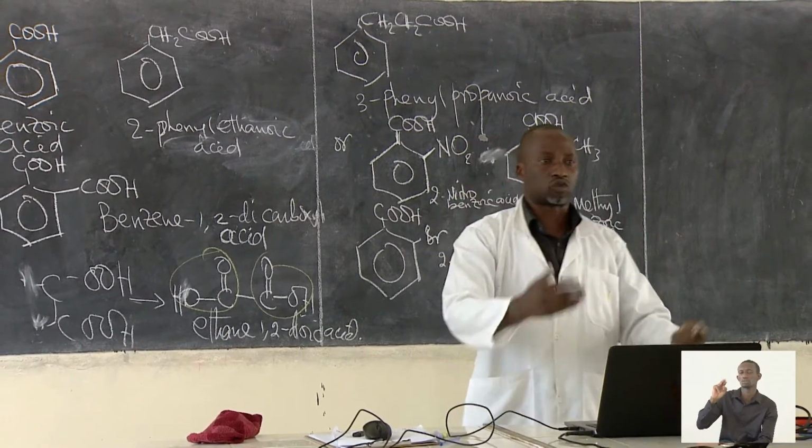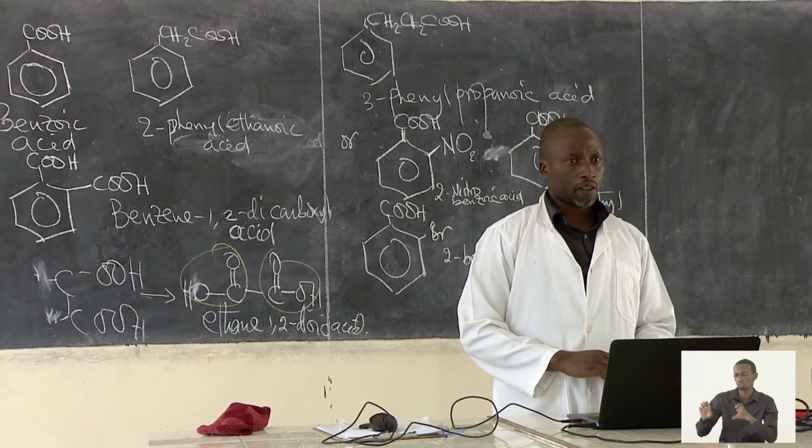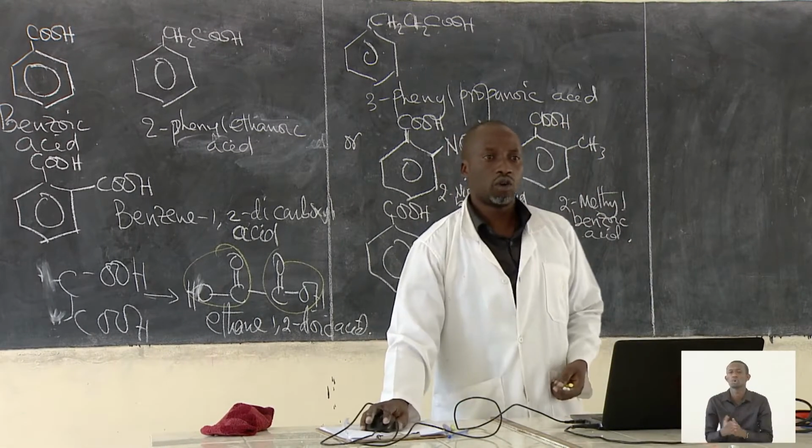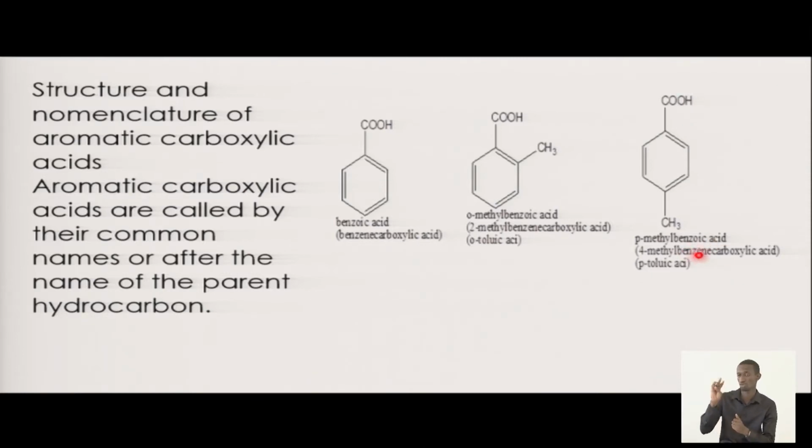These are some of the structures we are talking about. I've just given some examples. This is 4-methyl benzene carboxylic acid, or benzoic acid, as you can name it, or you can have 2-methyl benzene carboxylic acid. So it depends on the substituent that is indicated. You may probably have some other substituents.